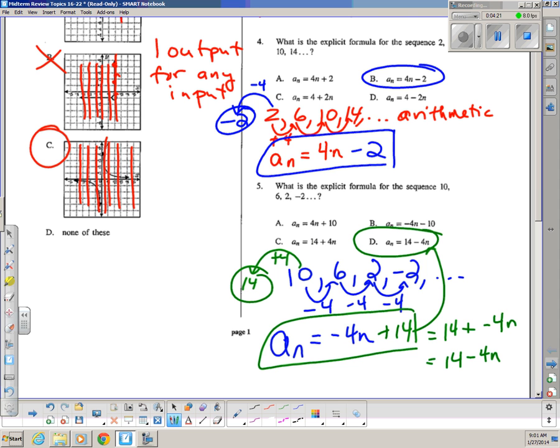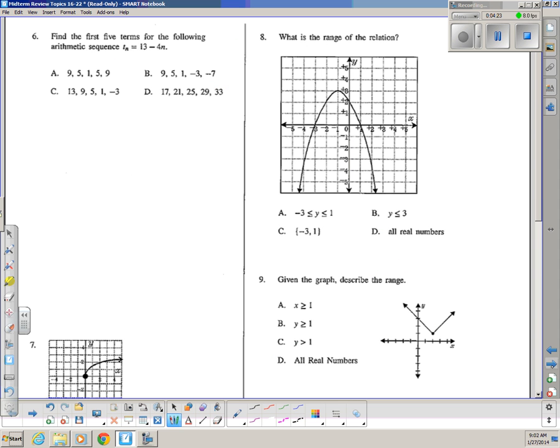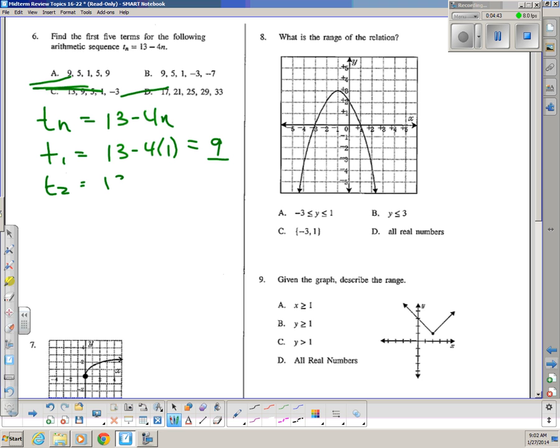Choice D. Number 6, we want to find the first 5 terms of the arithmetic sequence t of n equals 13 minus 4n. This is my formula. I'm going to plug in 1 to get the first term. So 13 minus 4 times 1 equals 9. 9's my first term. I look at C and D and I cross them out. Then t of 2 is 13 minus 4 times 2, which is 13 minus 8, which is 5. They both have 5 for my second term, so I can't eliminate.